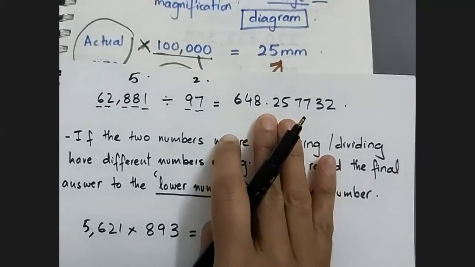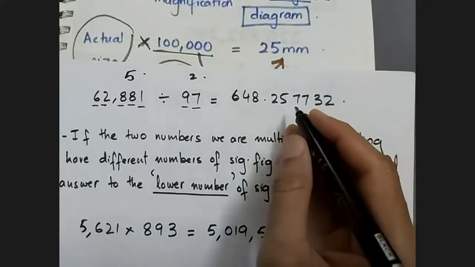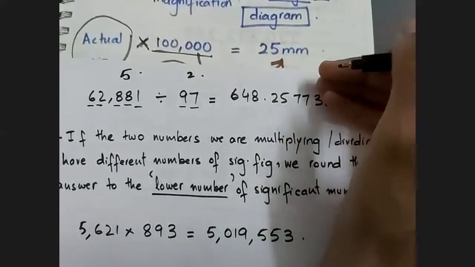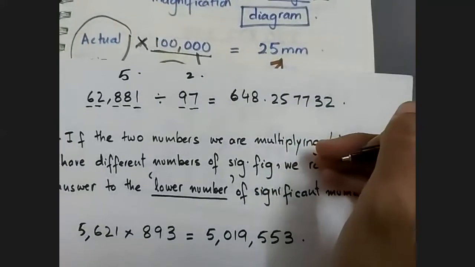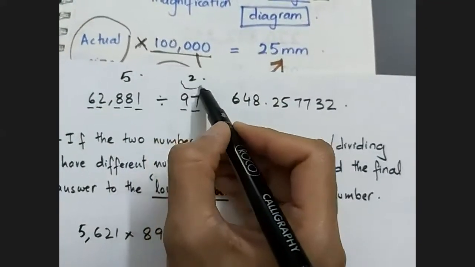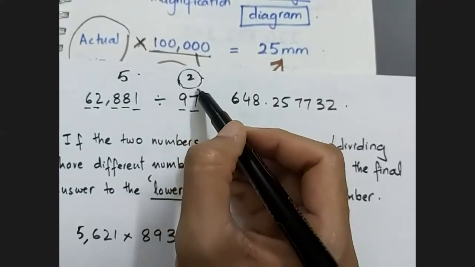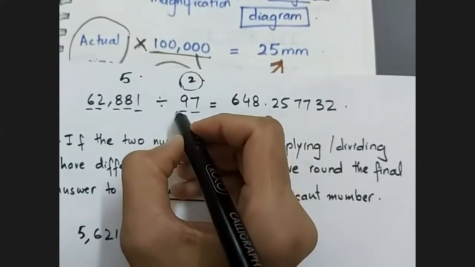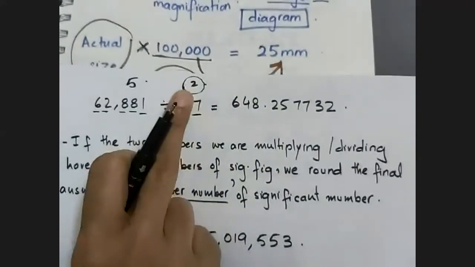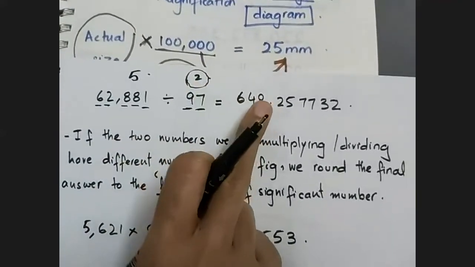Remember, I told you to be on the safe side, we do not write a value which is more precise than what it actually is. We can be less precise, but we cannot be more precise. So we will choose the lower accurate value, the lesser number of significant figures. Because this has 2 significant figures, the answer should also have only 2 significant figures.